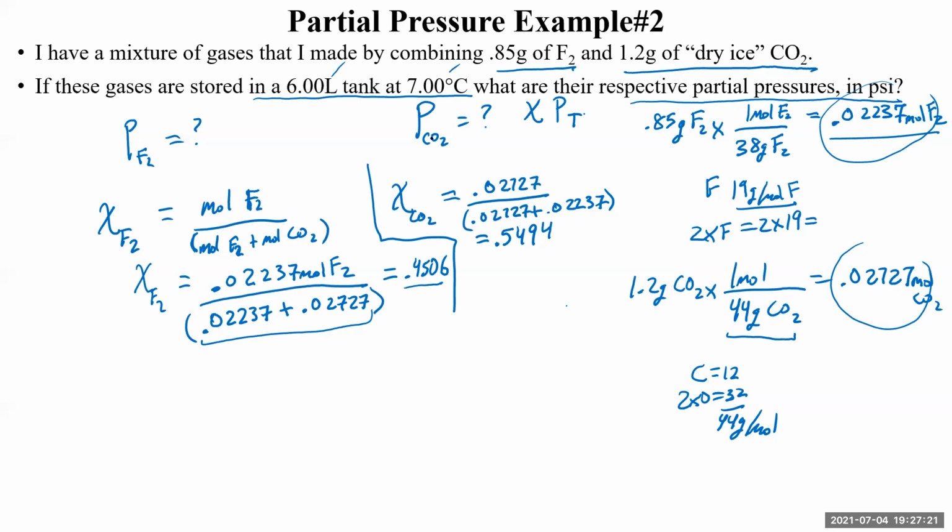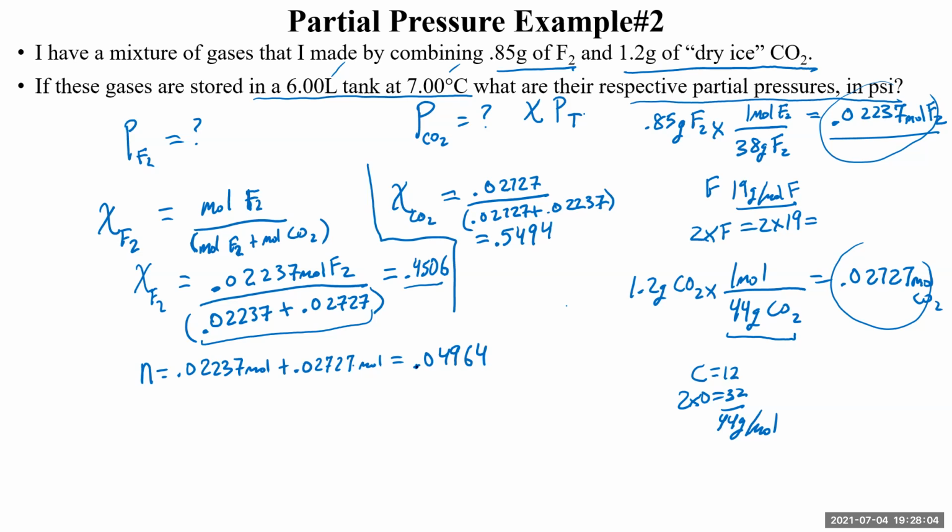Okay, so my total number of moles, N, is going to equal the sum of both of my moles. So 0.02237 moles plus 0.02727 moles. My total moles for the total pressure of the gas is going to equal 0.02237 plus 0.02727, which is 0.04964. That's my total number of moles, that's my N.